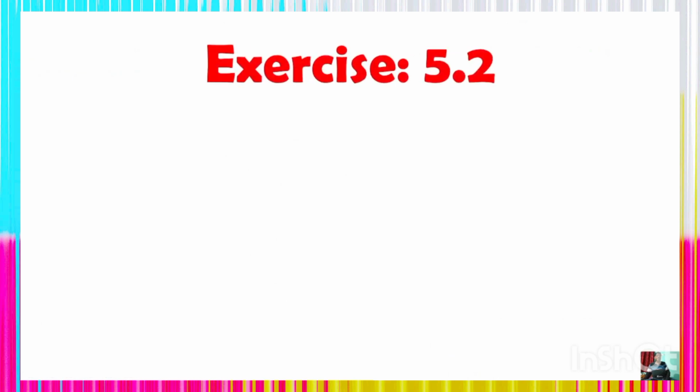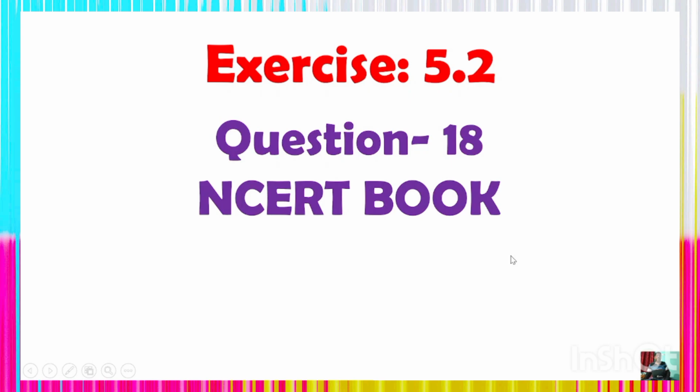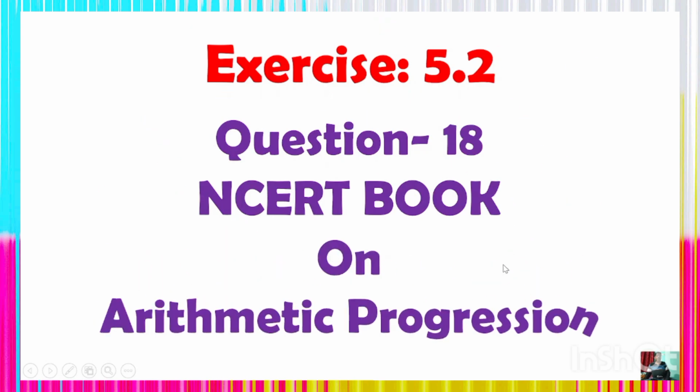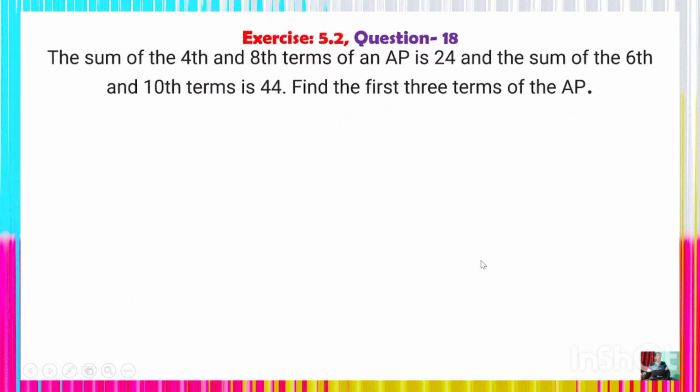Yes. So here, question number 18 I am going to discuss. Another important, interesting and most probable question for you. The sum of the 4th and 8th term of an AP is 24. The sum of the 6th and 10th term of the AP is 44, right? Find the first 3 terms of the AP. Look at the solution here.